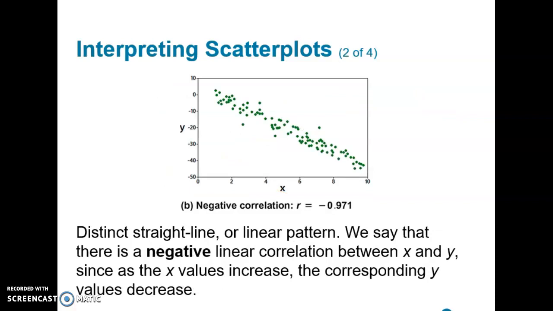In this next graph, you can see that as X increases, our Y values decrease. If you find a graph where as X values increase, the values of Y decrease, then you have a negative relationship. And you can see here, R, our correlation coefficient, is a negative number.